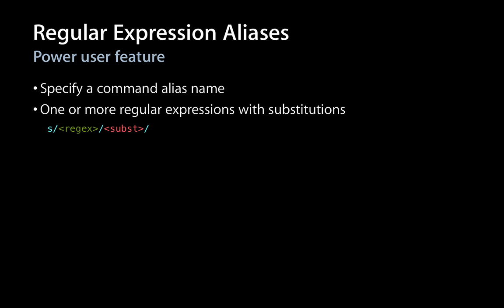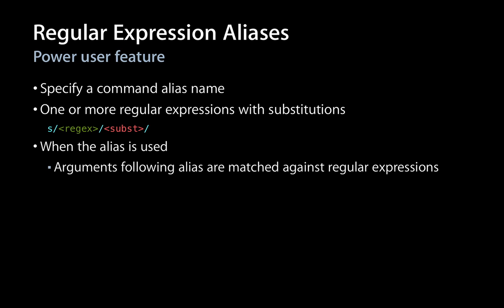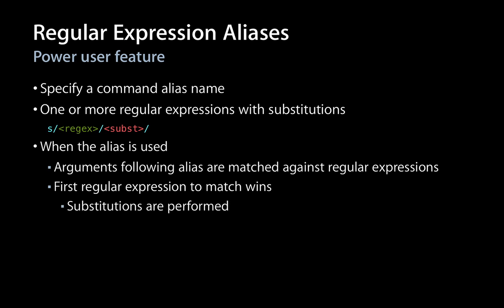Now, we've got a power user feature that's called regular expression aliases. What this does is it's an alias where you specify an alias name, and then you specify one or more regular expressions with substitutions. After that, when the alias is used, the arguments are taken and fed through each of these regular expressions in the order that they were received, and the first regular expression to match will win. The substitutions will be performed, and your new command will be executed.